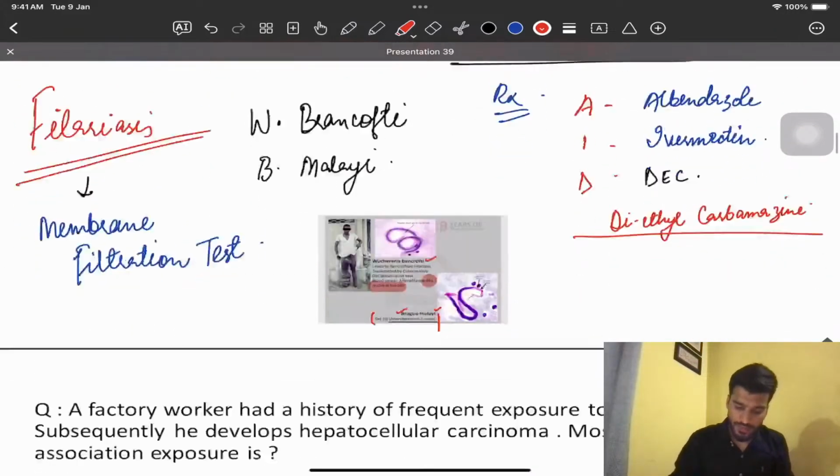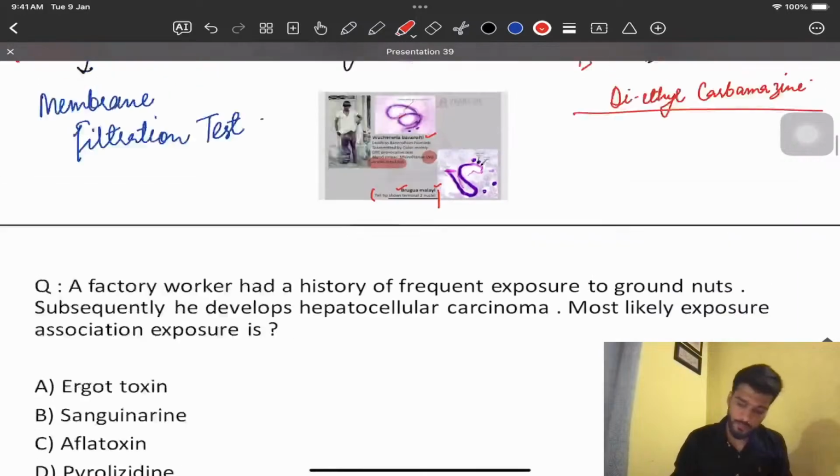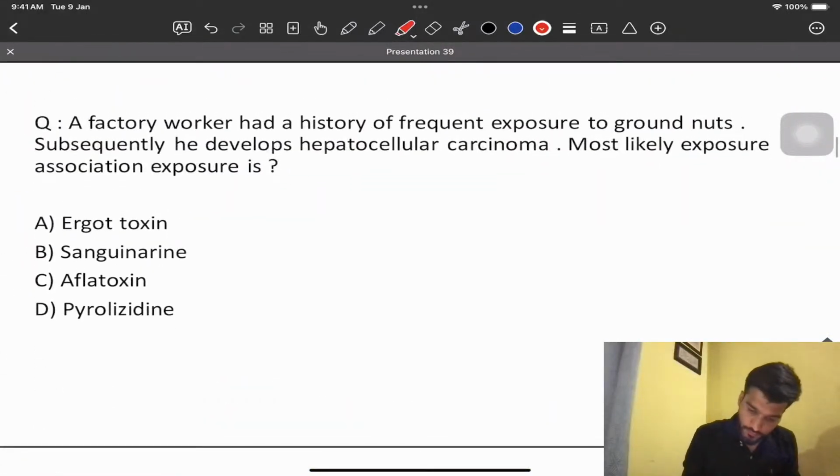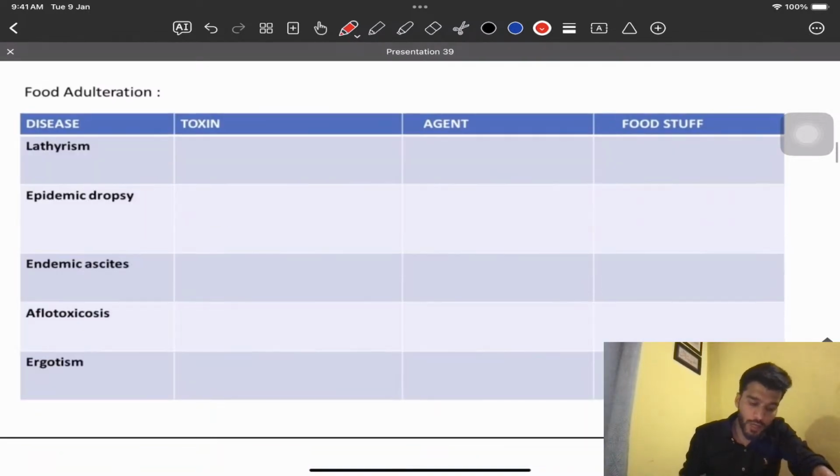Okay, now guys, let's discuss the next question. So it was all about filariasis. Now the question is from the food adulteration diseases, guys. So we have to remember what is the toxin, what is the agent, and what is the food stuff. So let's discuss the food adulteration diseases.